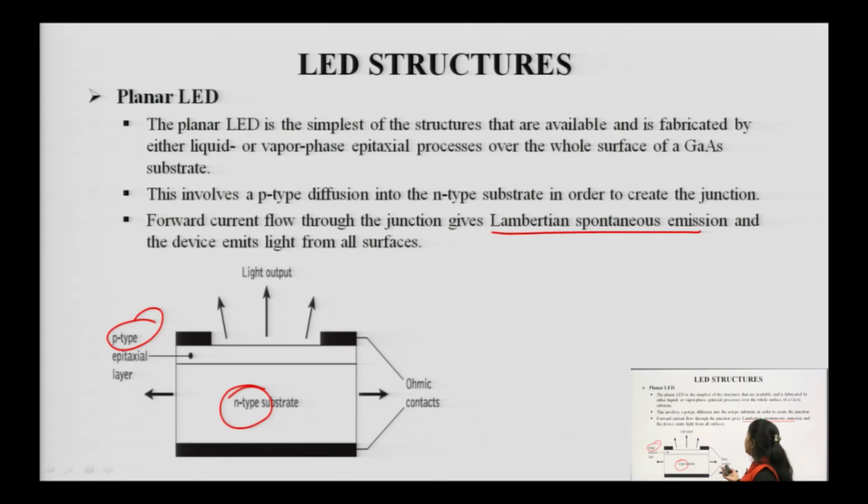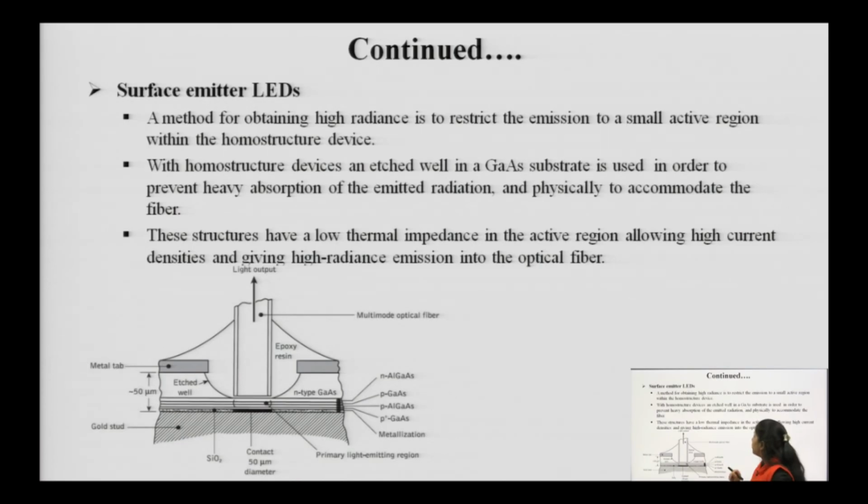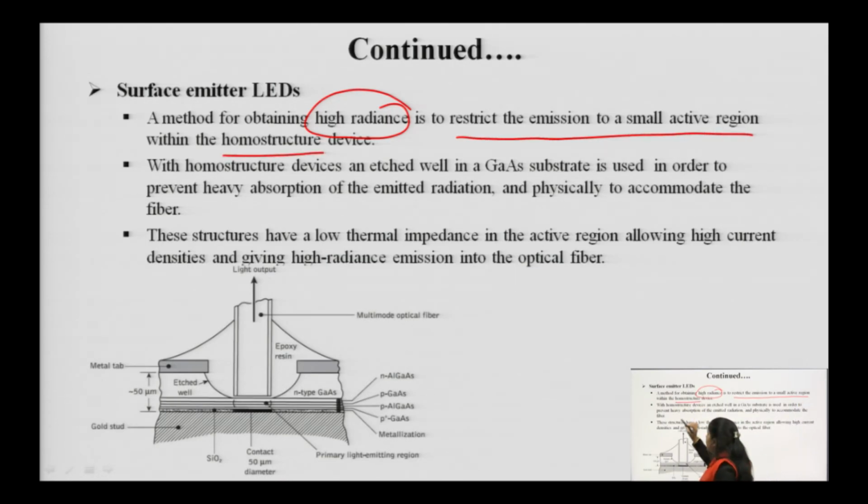capability to emit light. One of the important types of LED is the surface emitter LED. It is a method of obtaining high radiance, and why is it used? It is used for obtaining the high radiance. And how is this high radiance obtained? By restricting the emission to a small active region within the homostructure device. This is the homostructure device, and we are actually limiting the active region. We are taking the small active region for obtaining the high radiance.